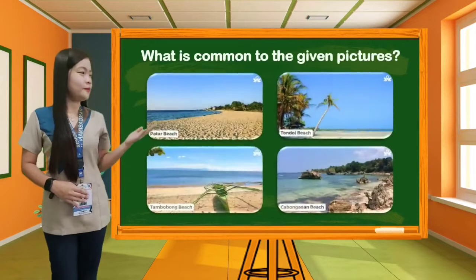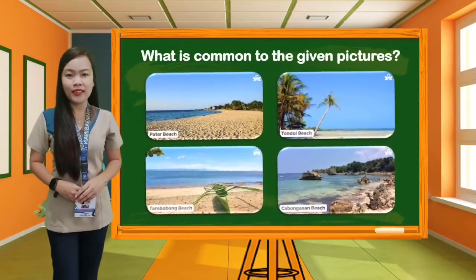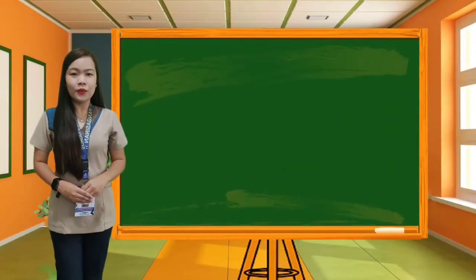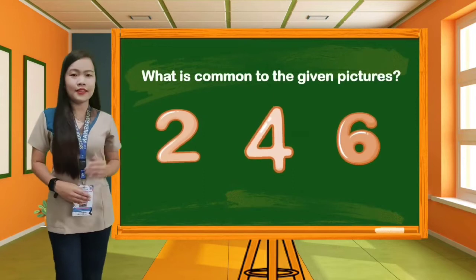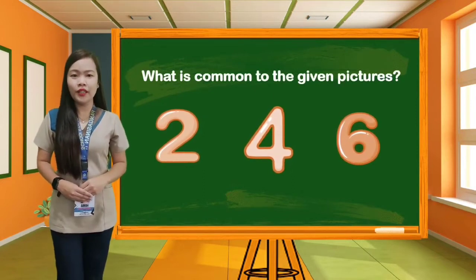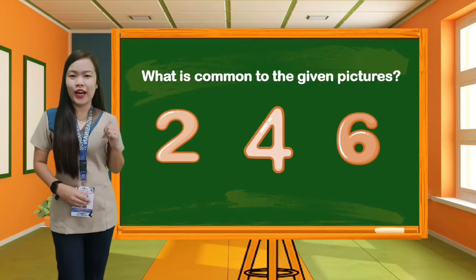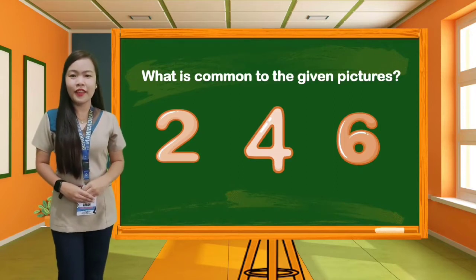How about these pictures? What is common among these four? You are right. These are beaches. And specifically, these are some of the white sand beaches here in Pangasinan. What about these numbers? What is common with 2, 4, and 6? Correct. They are all even numbers or divisible by 2.